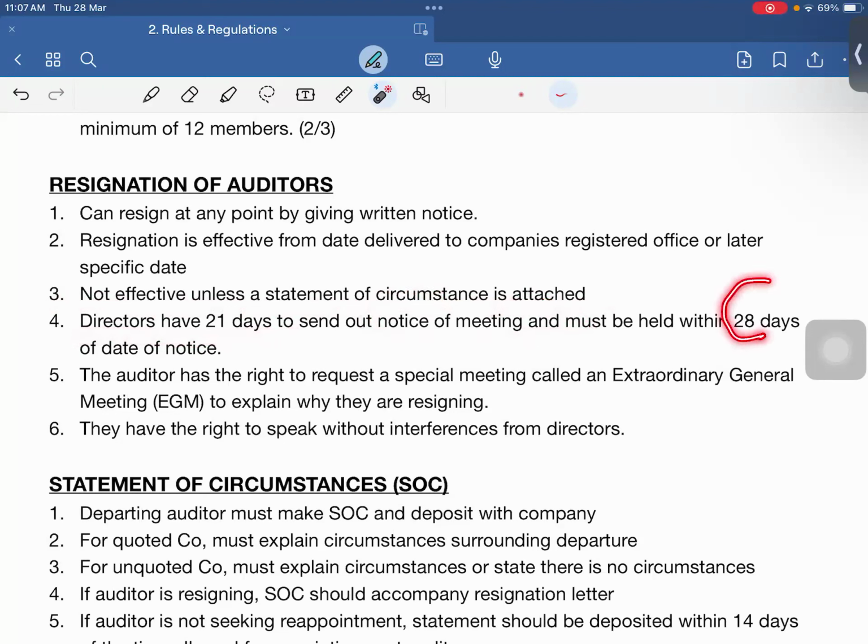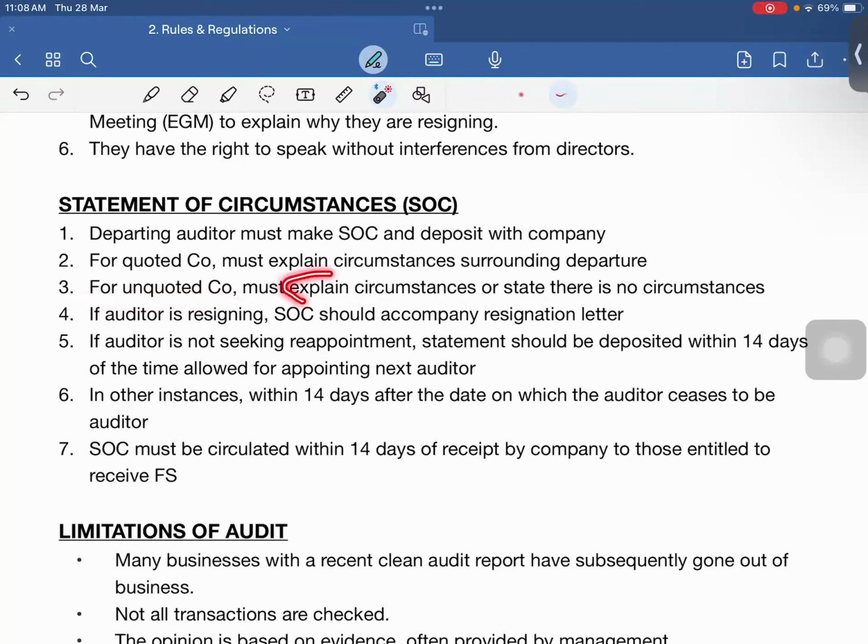And if it is an unquoted company, he can have the right to say that there is no circumstances. Clear? Now, if the auditor is resigning, the SOC should be in with the resignation letter that he is going to submit. Clear? So these two things should go together.